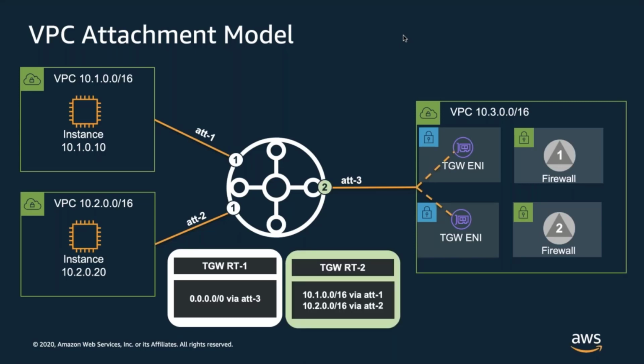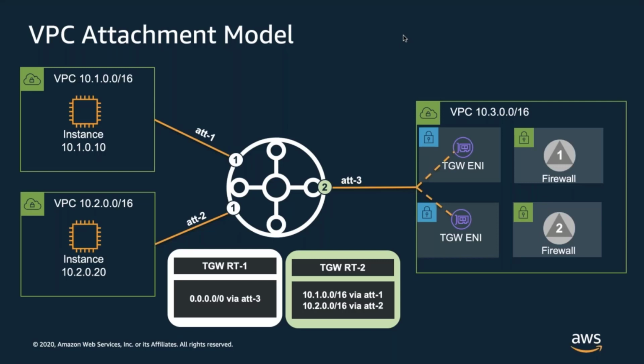Now, VPC 10.3 with attachment 3 will have a different route table, in this case, route table 2. And that route table 2 needs to have routes to all of the specific VPCs, because if traffic comes back from a security VPC, it needs to know how to get back to the appropriate VPC that originated it.